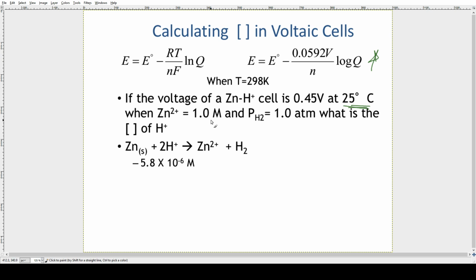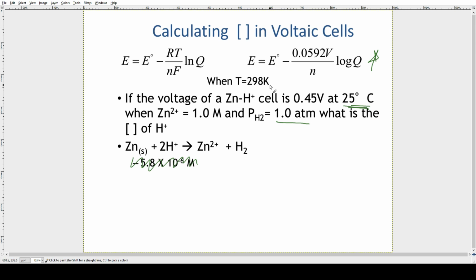When zinc is at 1 molarity and the pressure of hydrogen is 1 atmosphere, that's not a concentration. Be careful. For Q, I could use pressures or concentrations, but I cannot mix them. What is the concentration of hydrogen? All right, this has the answer on there already. Just ignore it. And here's my equation.